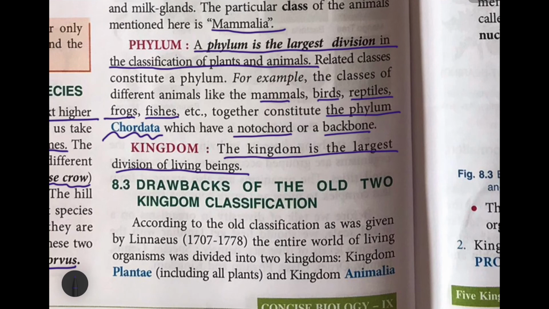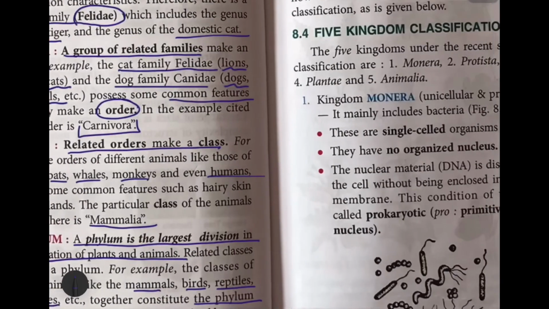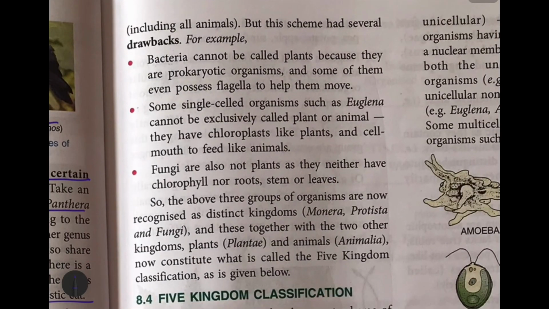Now, drawbacks of the old kingdom classification. According to the old classification that was given by Linnaeus, the entire world of living organisms was just divided into two kingdoms, that is plant kingdom and animal kingdom, or kingdom Plantae and kingdom Animalia. But there were certain drawbacks here. Bacteria cannot be called plants because they are prokaryotic organisms. They do not have a proper nucleus, and some of them even possess flagella to help them move.